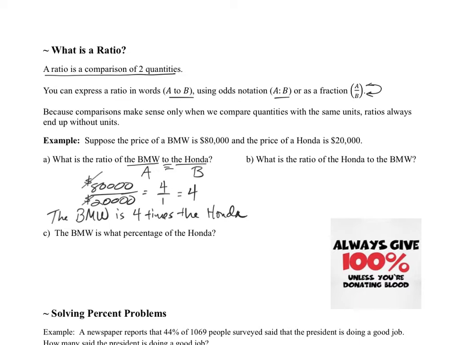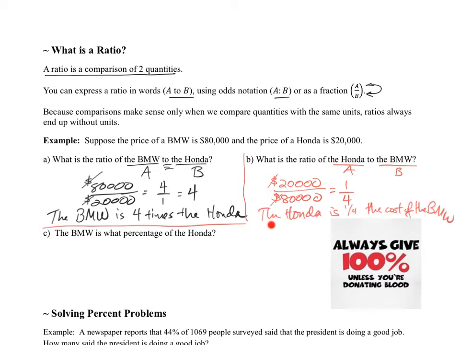Now over here for the second example, it's going to be something very similar, but in the reverse order. So now the Honda is A and the BMW is B. If we convert this one into a fraction, it would be $20,000 over $80,000. And if you simplify this fraction down, the units will again cancel, leaving you with 1 over 4. And what this means is, as I run out of space, the Honda is 1/4 the cost of the BMW.